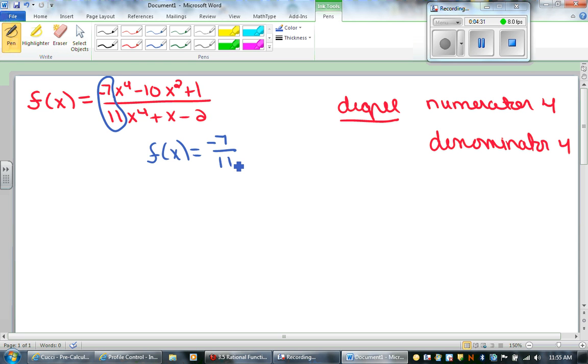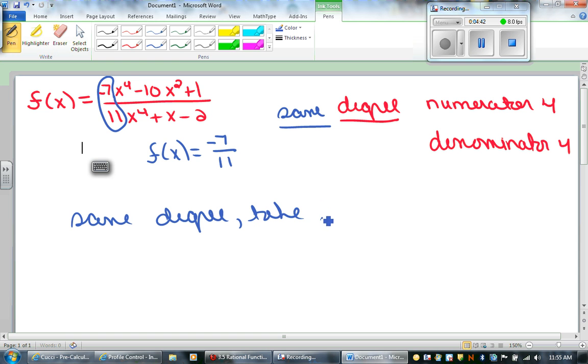Okay, so same degree. Take the ratio of the leading coefficients.